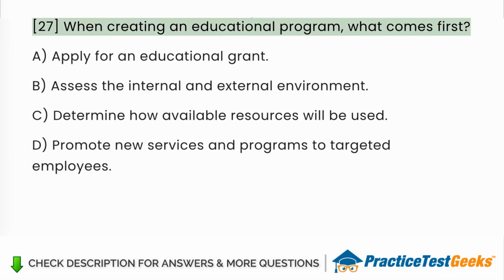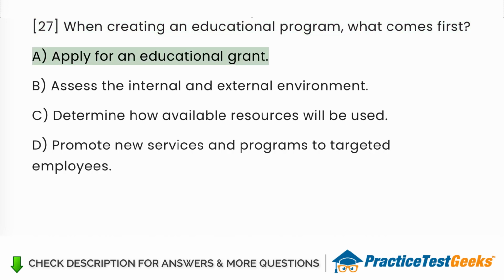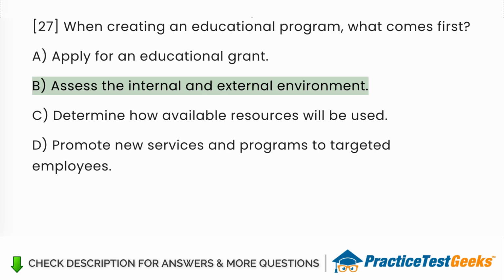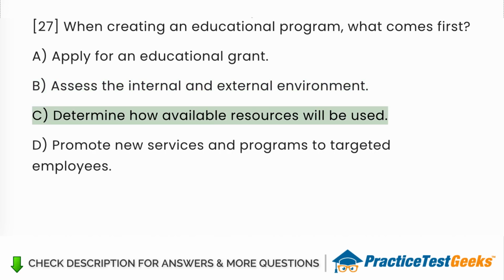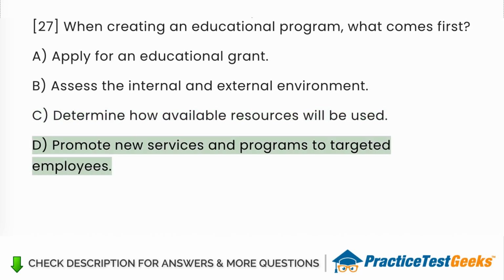When creating an educational program, what comes first? A. Apply for an educational grant. B. Assess the internal and external environment. C. Determine how available resources will be used. D. Promote new services and programs to targeted employees.